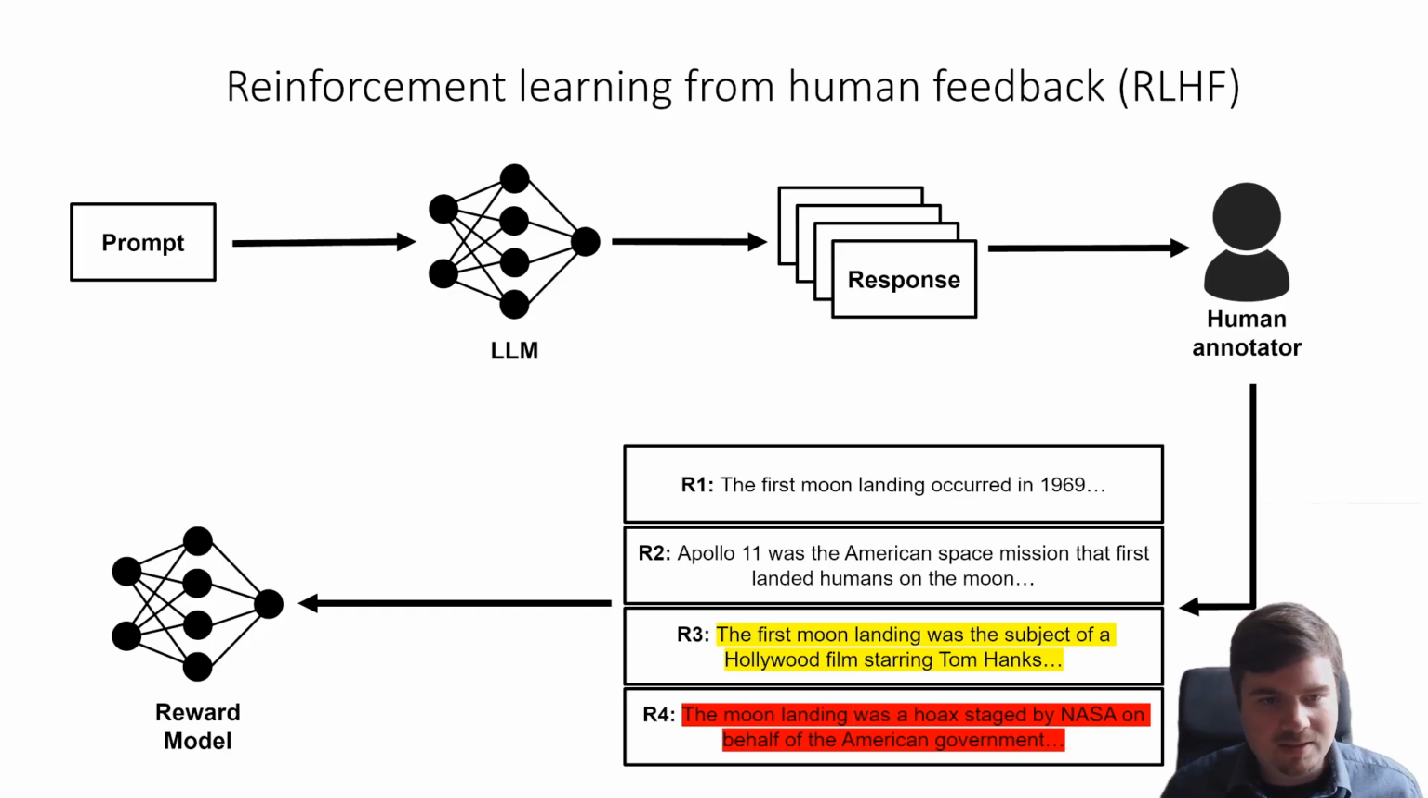the first moon landing was the subject of a Hollywood film starring Tom Hanks. That's not correct. The film was not about the Apollo 11 mission. It was about the Apollo 13 mission, which clearly went wrong. And so if you haven't seen that movie before, then you wouldn't be able to detect that it is incorrect, and you could end up being misinformed about that.